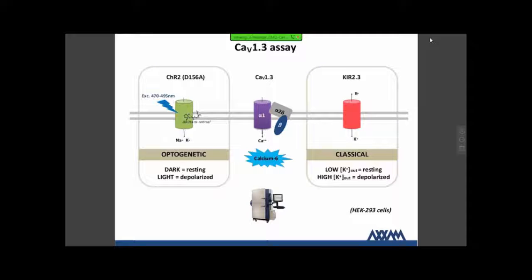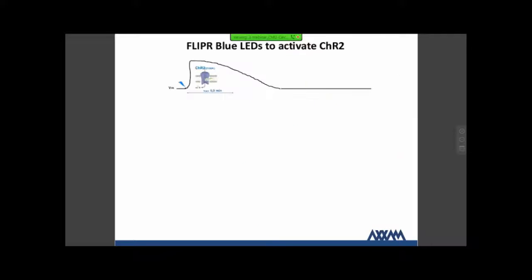We express in this cell line also our optically activated depolarizing tool, so the Channelrhodopsin that I showed you before. So our goal was to set up an optogenetic assay where when the cells are kept in the dark, the membrane voltage will be at the resting value, so we will have a resting condition. While after blue light stimulation delivered by FLIPR, we would get a depolarization, and so we can modulate the activity of Cav1.3 channel.